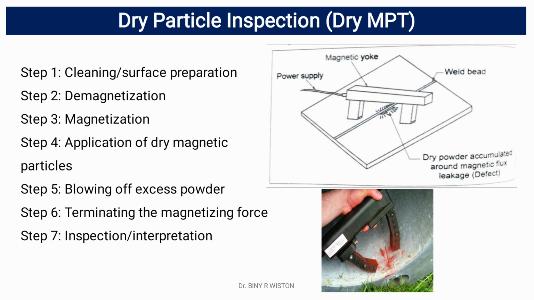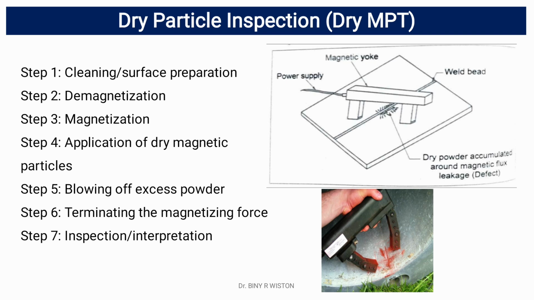There are two types of magnetic particle inspection technique based on the magnetic particles used. Number one is the dry particle inspection, and then the wet particle inspection.